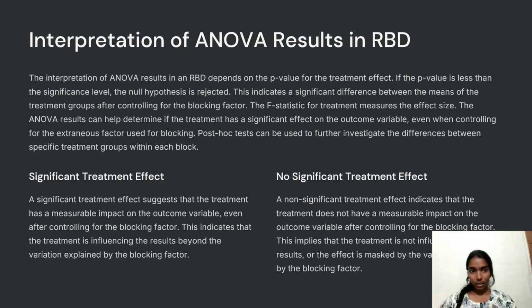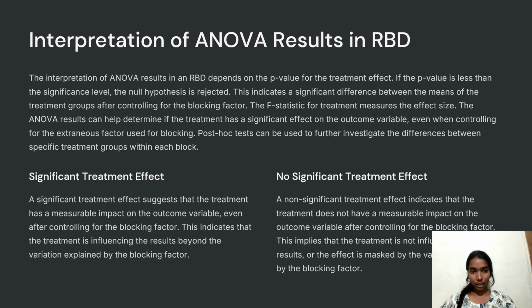The last is interpretation of ANOVA results in RBD. The interpretation of ANOVA results in RBD depends on the p-value for the treatment effect. If the p-value is less than the significance level, the null hypothesis is rejected. This indicates a significant difference between the means of the treatment groups after controlling for the blocking factor. The F statistic for treatment measures the effect size.